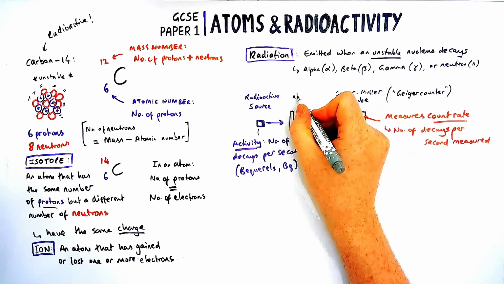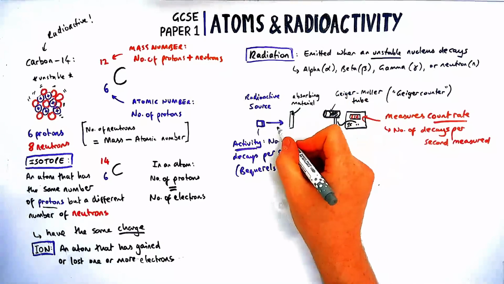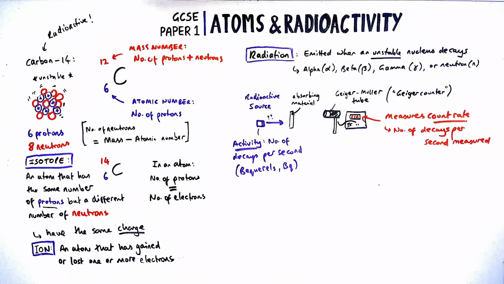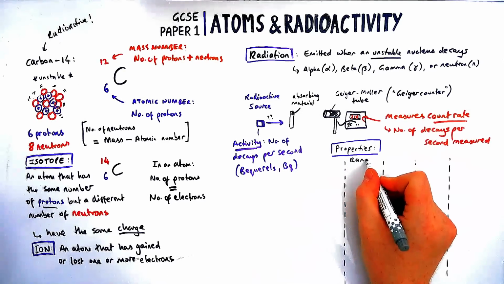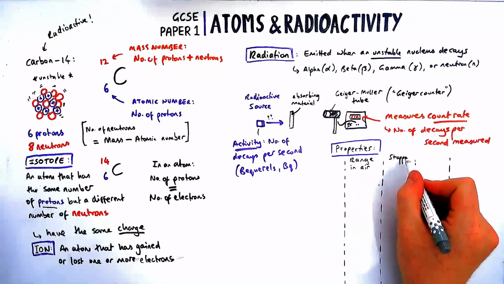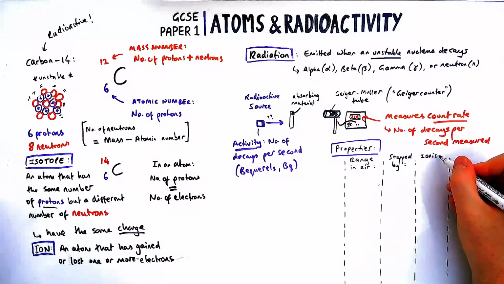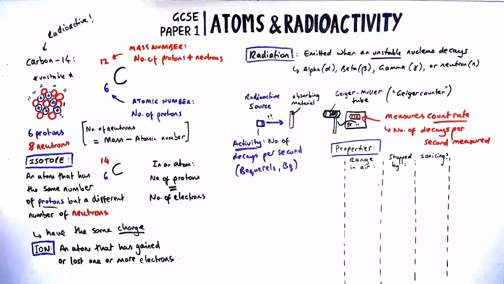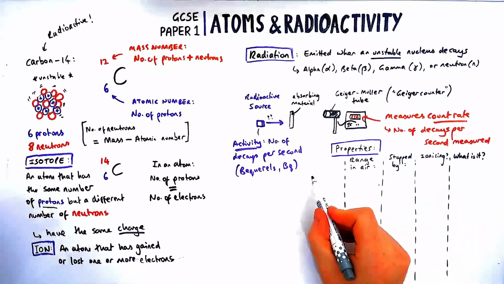So how do we figure out which type of radiation is in our source? We use something called an absorbing material, and depending on the absorbing material, we could figure out whether it's alpha, beta, or gamma radiation. So let's do a little summary table of all the different properties of alpha, beta, and gamma radiation. We can also look at what they are, which can help us figure out their properties. So we're going to look at their range in air, if there's nothing stopping them. We would look at what material stops them or is absorbing the radiation. Are they ionising or not? And also, what is it?